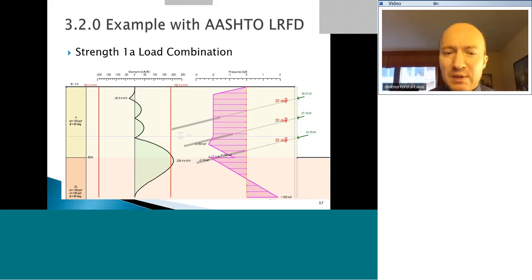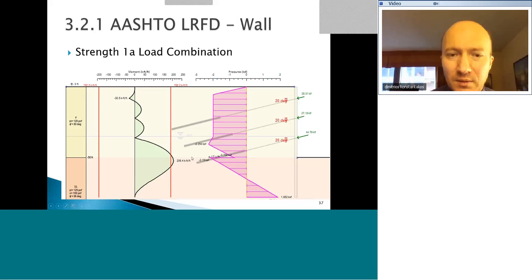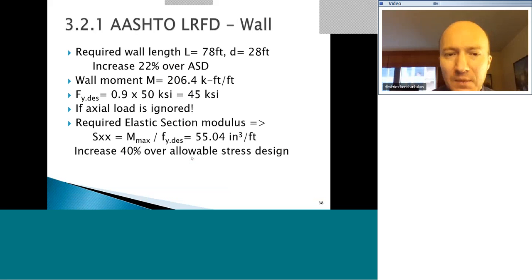So looking at the same example, strength 1A load combination. Remember the bending moment was 98.3. Following that approach here and just multiplying the earth pressures and dividing the resistances, we come back with an ultimate moment now, of course, of 206 kip-feet. So let's actually see what that means. The required wall length goes from 23 feet to 28. So we have a 22% increase over allowable stress design.